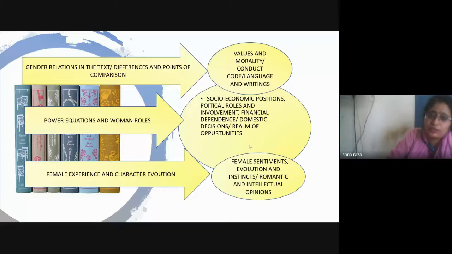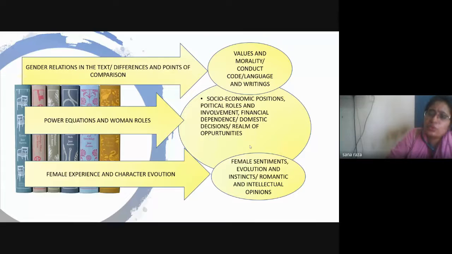The second is power equations and women's roles. What comes in the domain of women? What are the decisions that a woman can make? If it is finance, why does it fall into the realm of a man? If it is domestic, and if women are limited to matchmaking, courtship, gossiping, commenting, so what are the things that a woman does?